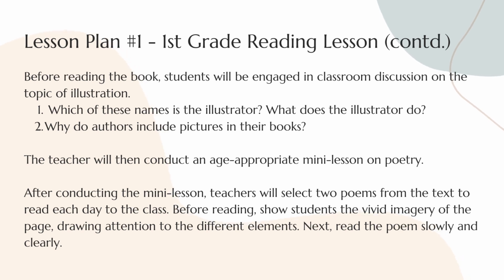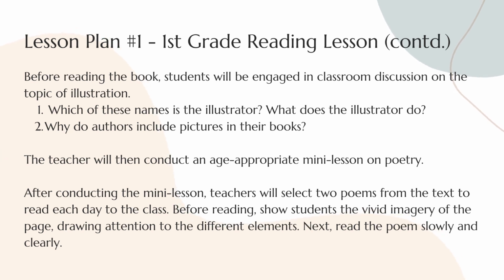This part of the lesson plan is important because in the kindergarten to first grade years, it is important for kids to establish concepts of reading or text concepts, such as where's the page number? Where do we begin to read? Do we read from right to left or left to right? Why do we have pictures? And the simple question of which one is the author and which one is the illustrator when looking at a cover of a book. The teacher will then conduct an age-appropriate mini lesson on poetry.